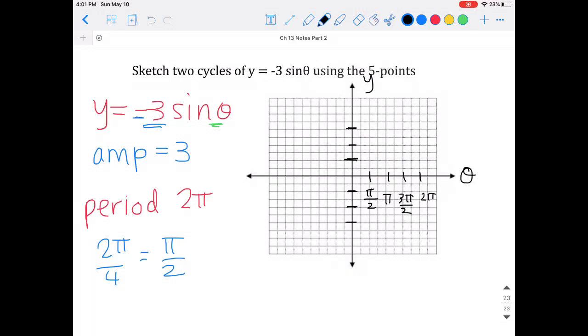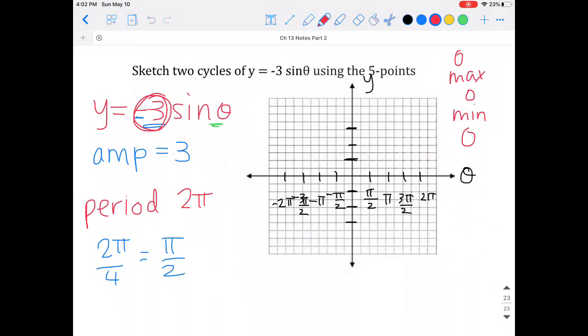And I'm going to label my negative theta axis as well so that we can sketch out the 2 full cycles. So negative pi over 2, negative pi, negative 3 pi over 2, and negative 2 pi. So now we're able to sketch. So remember in the last 2 examples, our a value, which is the value in front of sine, was positive, which gave us the pattern from 0, we go to max, then to 0 to min, and back to 0.